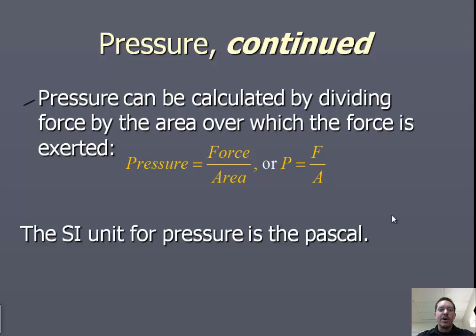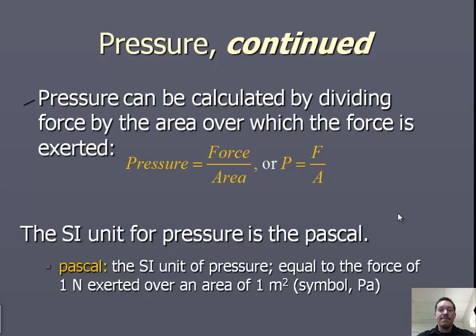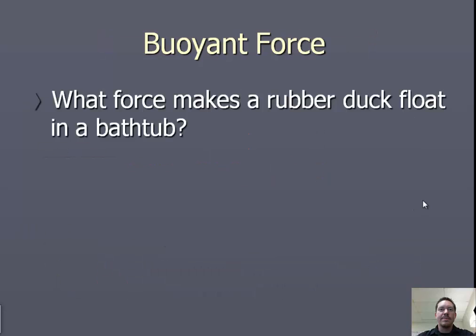The SI unit for pressure is something called a Pascal. It's equal to the force of 1 Newton exerted over an area of 1 square meter, and we use the symbol capital P lowercase a. And we'll talk about force and Newtons more next semester. But just know that a Newton is a unit of force at this point.